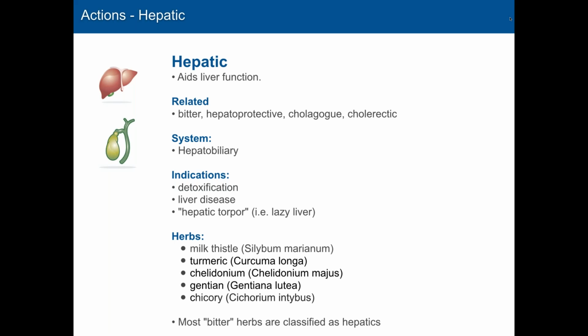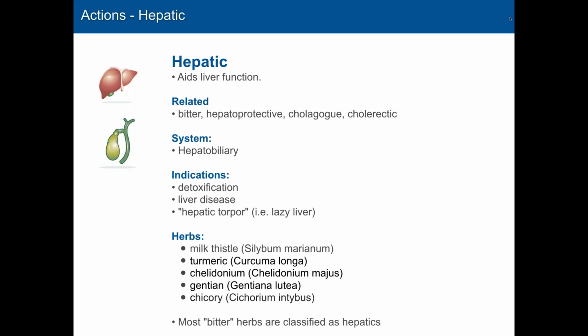Now, turmeric is a great anti-inflammatory herb. It's good for cancer, arthritis, and a number of other things. And it also has some positive effects on the liver in general. It has a hepatoprotective effect and seems to improve liver function in general.